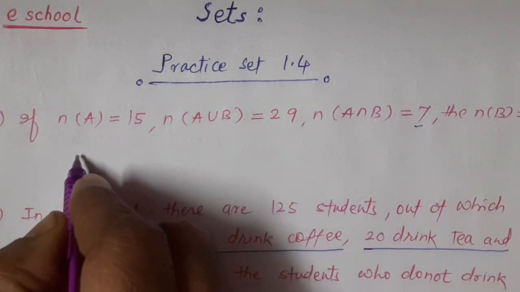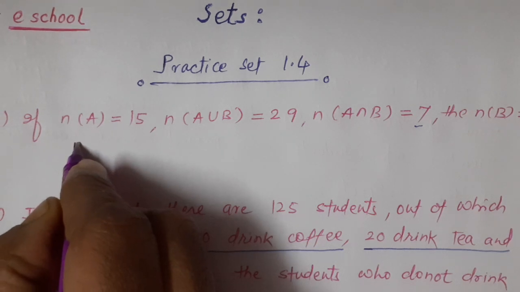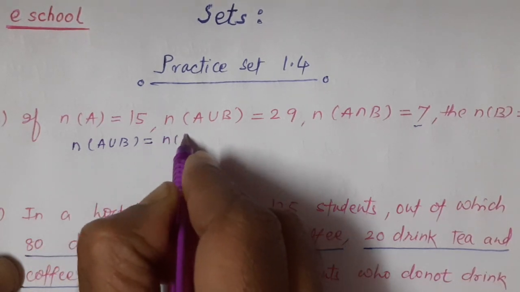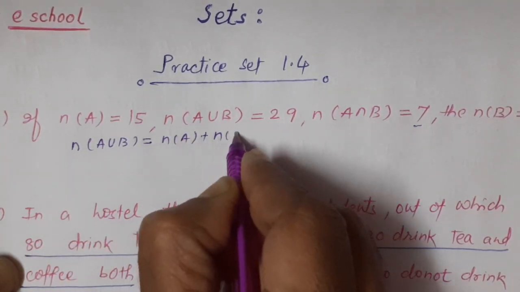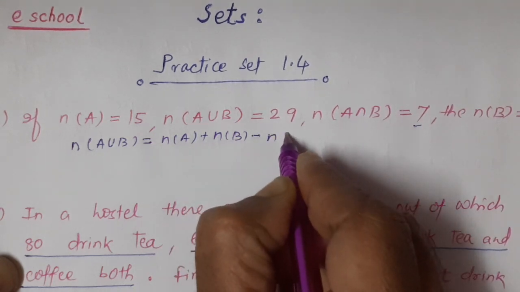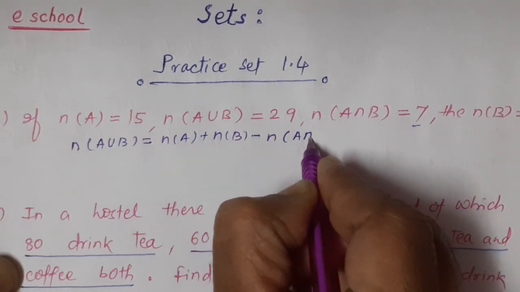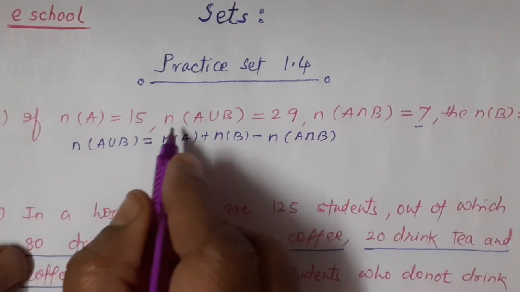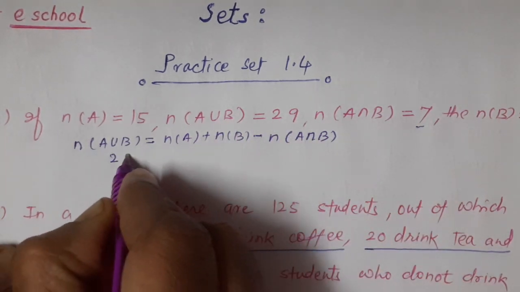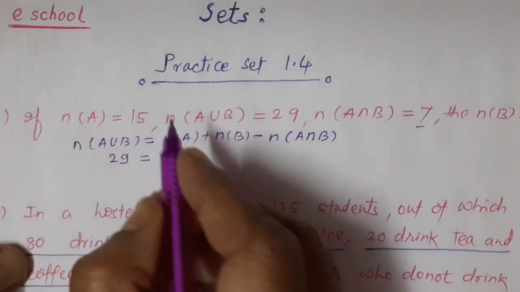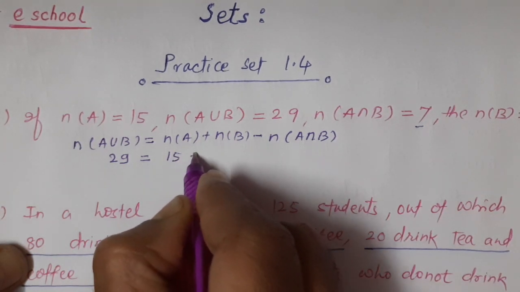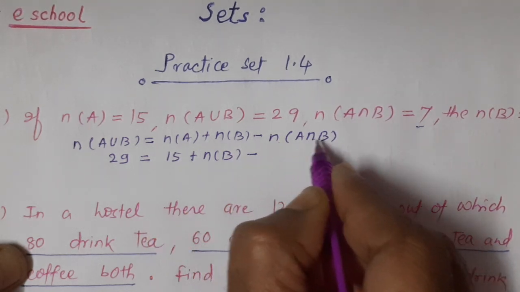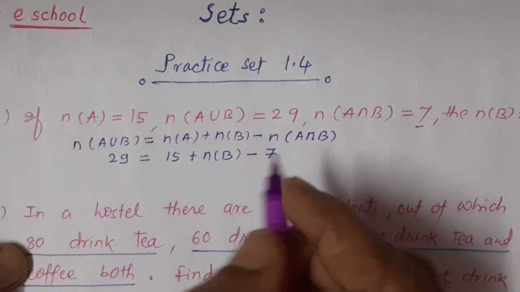So the formula is: n of A union B is equal to the number of elements in A plus the number of elements in B minus the number of elements in A intersection B. It is given that A union B is 29, so I am writing 29 is equal to the number of elements in A, which is given as 15, plus the number of elements in B minus the number of elements in A intersection B, which is given as 7.